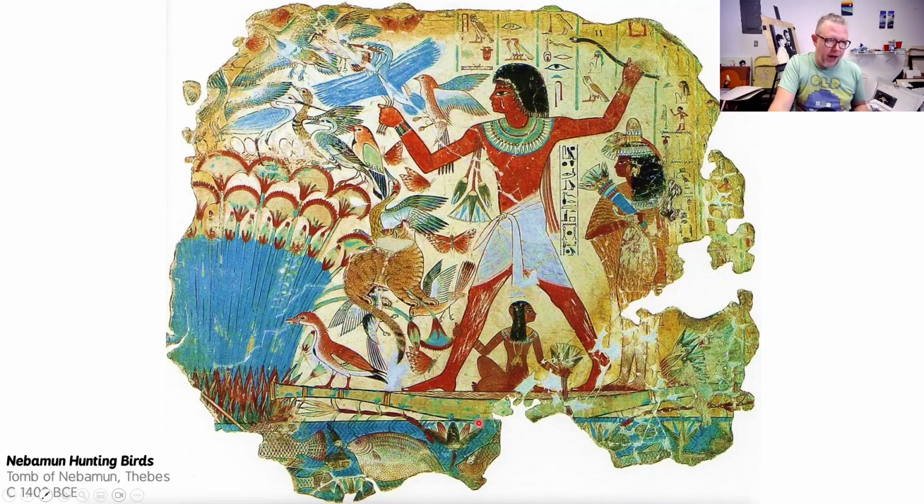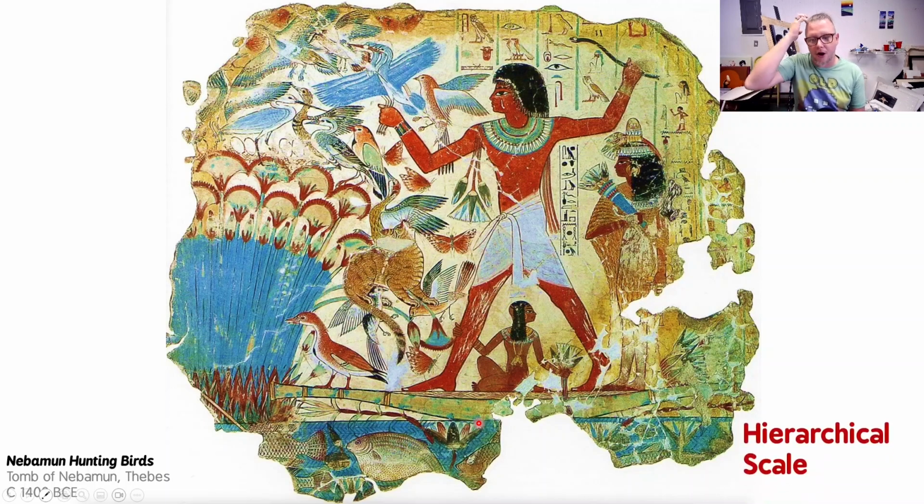But then another thing that Egyptian art uses is something that we refer to as hierarchical scale. Hierarchical scale is a way of deciding upon the sizes of the things that you put into a piece of artwork based not on observation, but on the importance of the thing being depicted. What do I mean? Well, here's Naboman, right? He's right here doing his hunting on this boat.